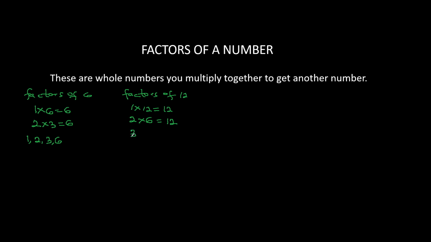What about 3? 3 times 4 also gives us 12, right? What other numbers? 4 times 3, which is the same thing as 3 times 4, then 6 times 2, right? So that tells us that these are all the factors of 12. So that means the factors of 12 are going to be 1, 2, 3, 4, 6, and 12. These are the factors of 12.